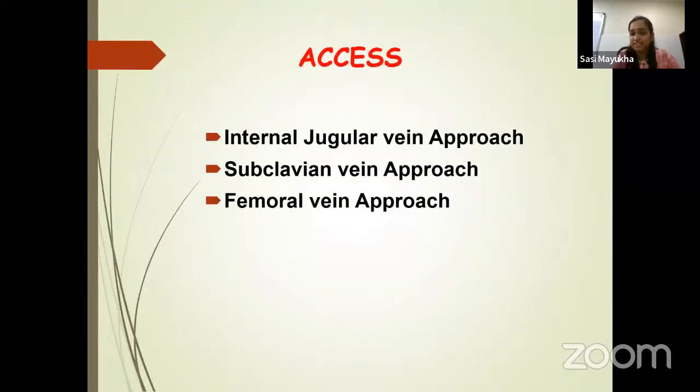What are the three access sites which are available? It is the internal jugular vein, the subclavian vein, or the femoral vein. So how do we decide, if a patient comes, whether to use the internal jugular, the subclavian, or the femoral vein? All of these have pros and cons. All of them have a lot of advantages and disadvantages. So depending upon each patient, we have to decide whether we go for an IJV cannulation or for a femoral cannulation.